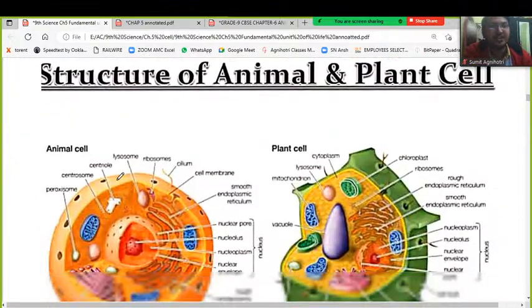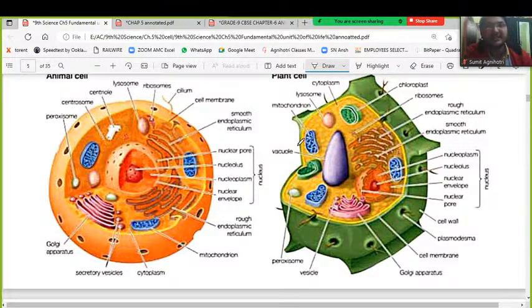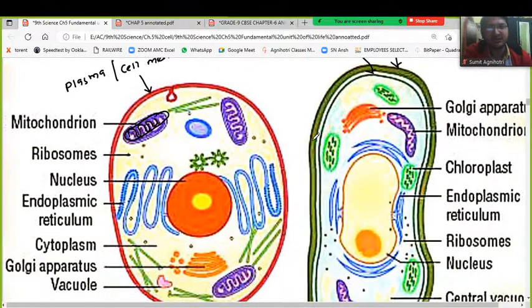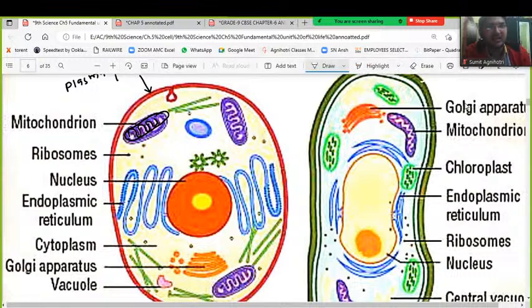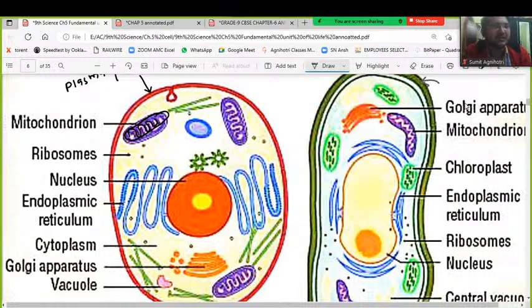Then we have the structure of animal and plant cells. It's a 3D structure. You can observe they look like this. It is a circular form, it is a rectangular form, and these are some parts. I will show you the 2D structure because it is important to observe them in 2D. In 2D structure, they both have a cell membrane, but in the plant there is one more membrane here, and this membrane is actually known as the cell wall.